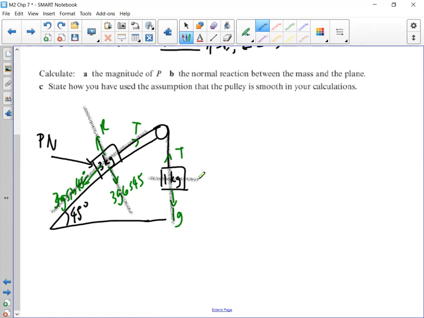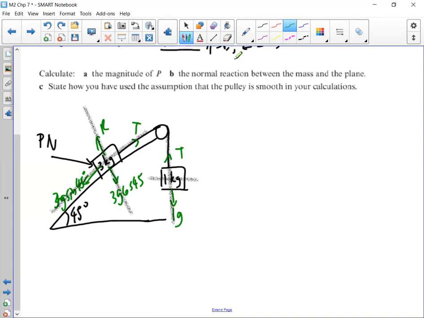For the 3 kilogram, you tell me, do we have to resolve any forces? Yes. So I pretend I could hear your answer. I couldn't. Right. The answer is yes. We have to resolve P Newton, because P Newton is not on the axis. What about on the 1 kilogram? Any forces we can resolve? No. Okay. So T and 1G are on the axis, so we don't have to resolve any forces.